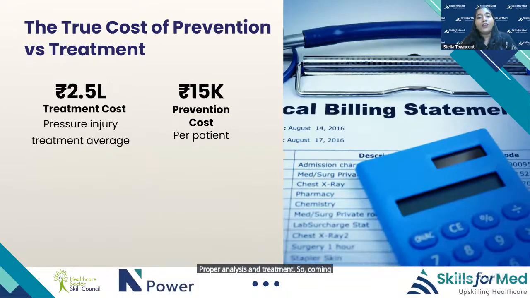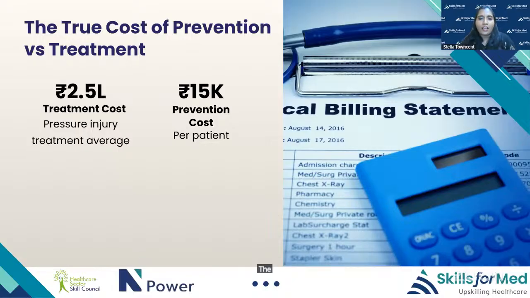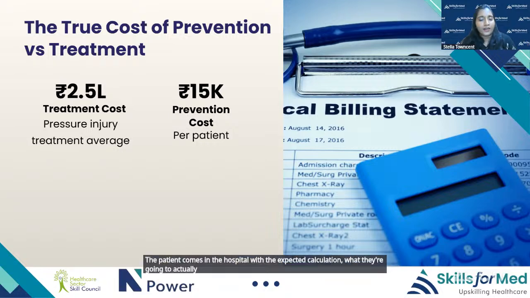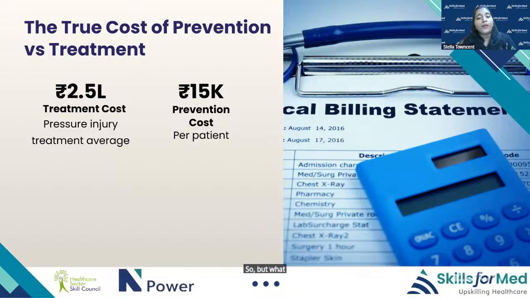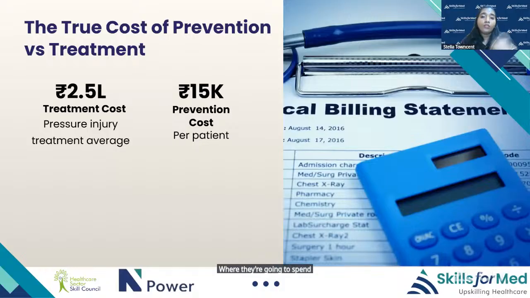So coming to the true cost of prevention versus treatment. In the same way, I was talking about the patient Ravi in the previous slide. The patient comes to the hospital with an expected calculation of what they're going to spend for the treatment. But what actually happens when an unexpected incident happens, like a pressure injury, it is so unexpected to the family. If such things happen, it's a real burden and additional stress to the family members, where they're going to spend more than what they expected or calculated before even coming for the admission.